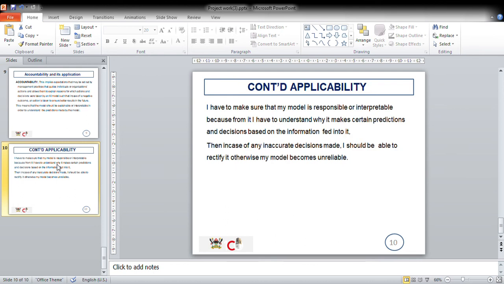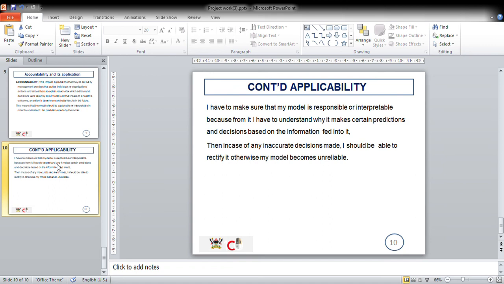So we are seeing applicability in my model. Here, I'll have to make sure that my model is responsible or interpretable. What I mean by interpretable is what I just said earlier on. You can explain how your model comes to a certain decision. When you give it input, how does it come up with the output? You're supposed to be able to explain that. That's what I mean by interpretable. Because from it, I have to understand why it makes certain predictions and decisions based on the information fed into it. Then, in case of any inaccurate decisions made, I should be able to rectify it. Otherwise, my model becomes unreliable.